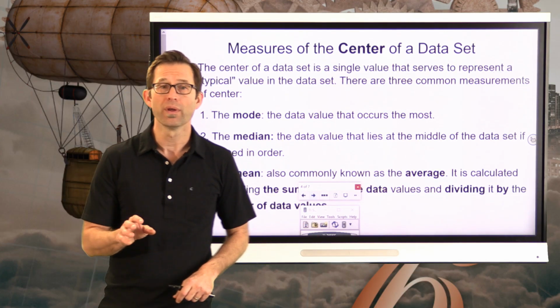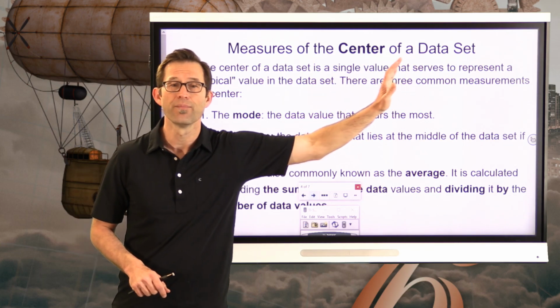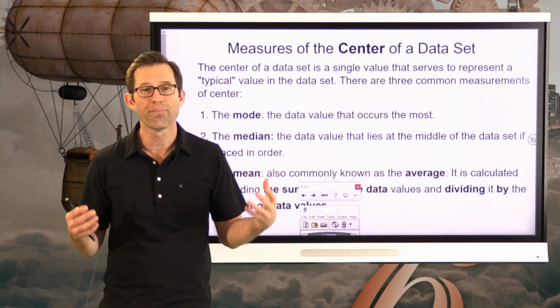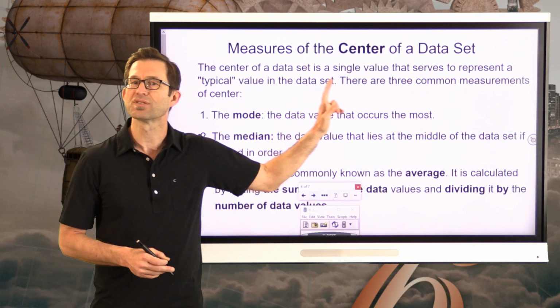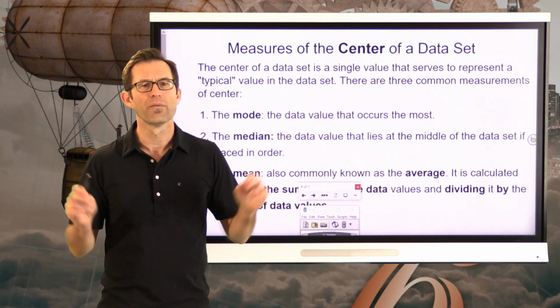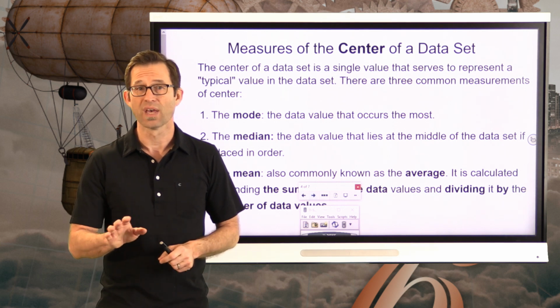Now, the mode is an example of what we call the measure of the center of a data set. And the measures of centers are sometimes the most important statistical measures we have, because the center of a data set is just a single value, right, that serves to represent a typical value of the data set. There are many different measures of center, many.